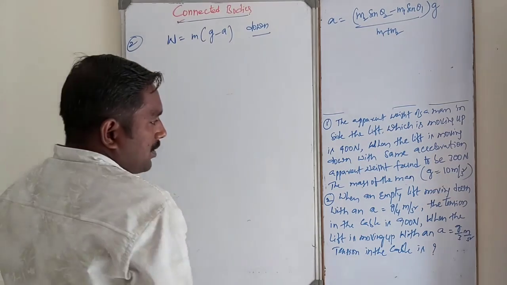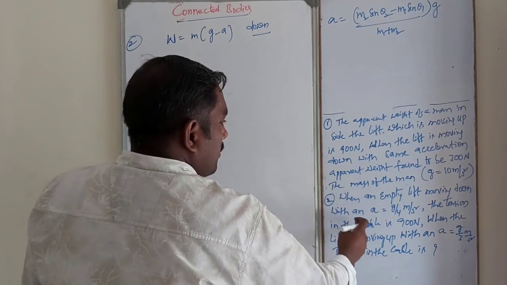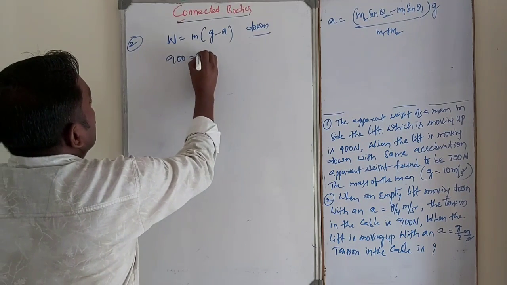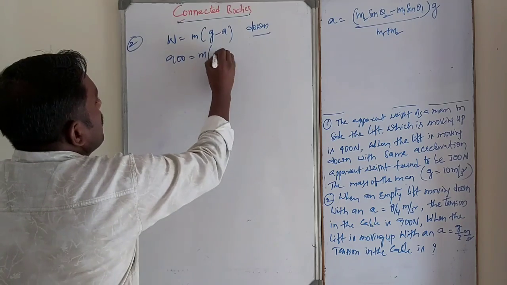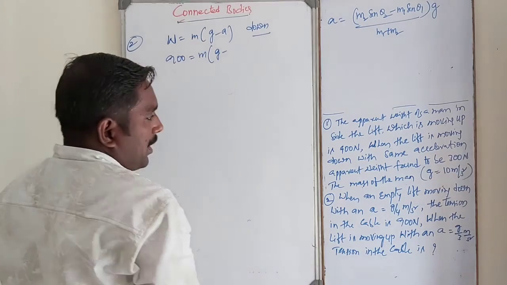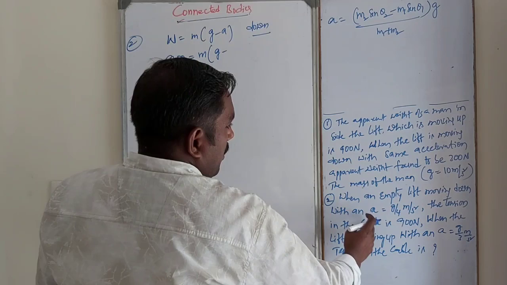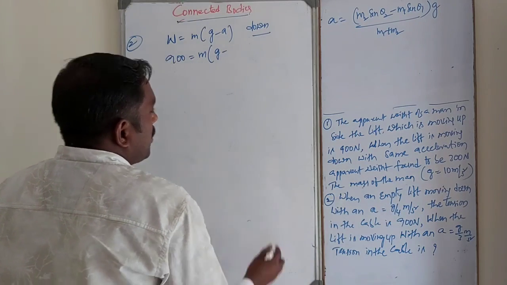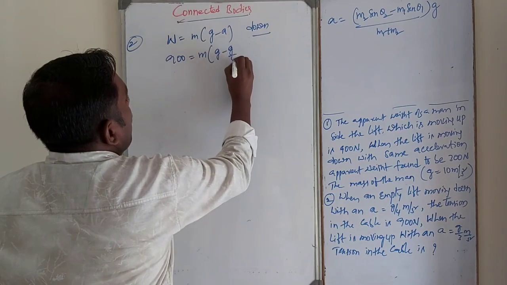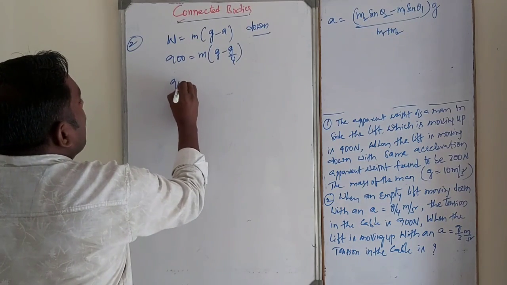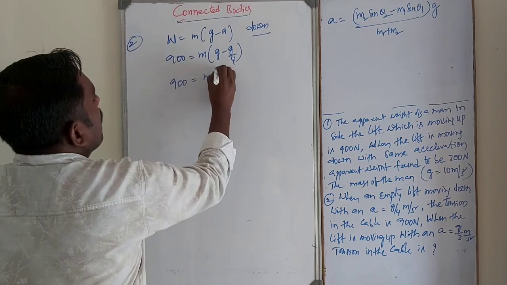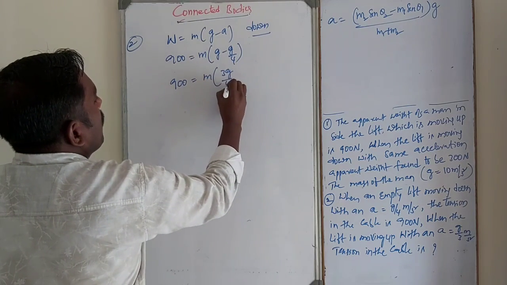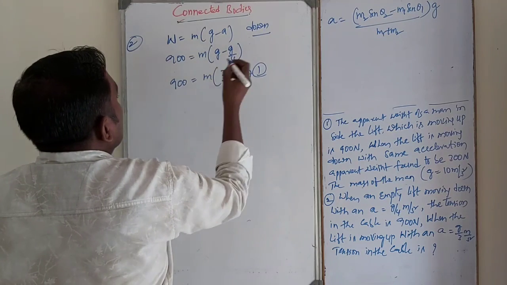So the tension or weight is already given. Tension is 900, so 900 is equal to m into (g minus a). The acceleration of the system, when the empty lift is moving down, is g by 4. So 900 is equal to m into (4g minus g) by 4, that is 3g by 4. This is equation number 1.